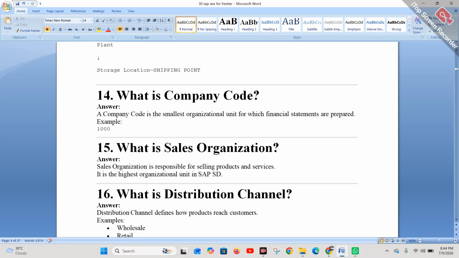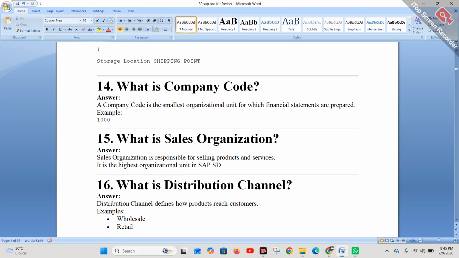So next one, what is the company code? A company code is the organization unit for which financial statements are prepared. Here you can see the example, a 4-digit number or name you can give while generating the company code. Most of the time the number given is 1000 or 1100 or 1200, for example.